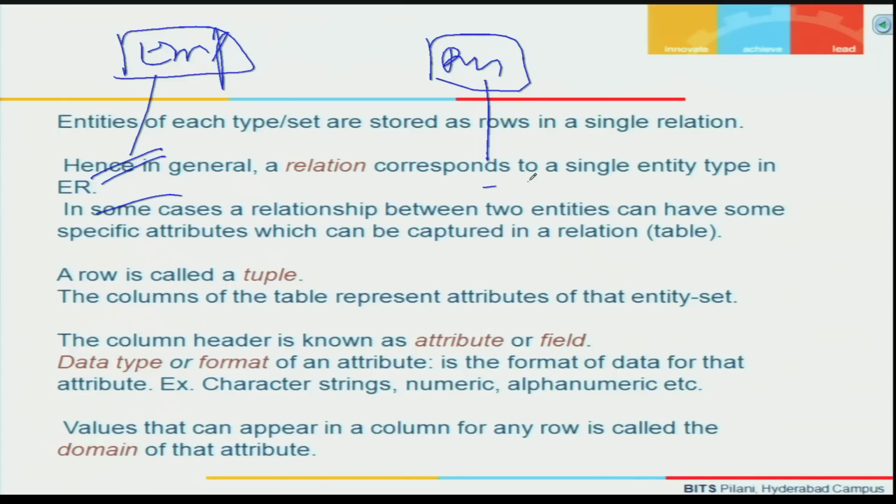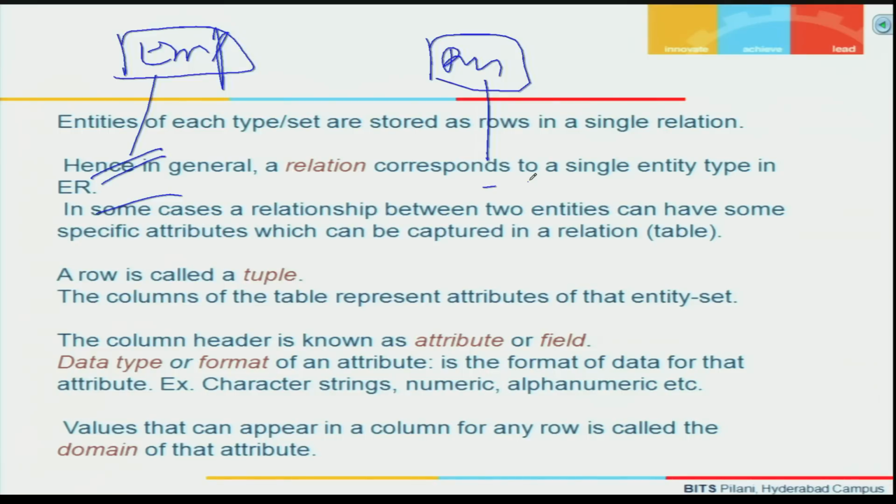In some cases a relationship between two entities can have some specific attributes which can be captured in a relation or table. That we will see when we talk about how to translate an ER model or ER schema into relational schema. A row is called a tuple.